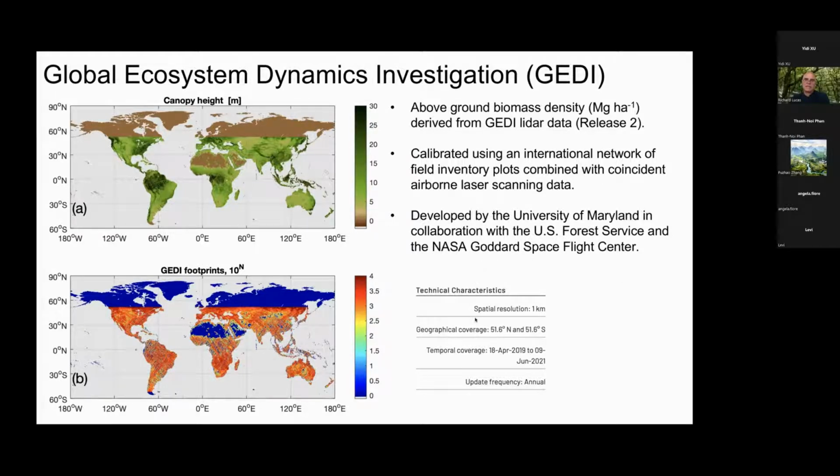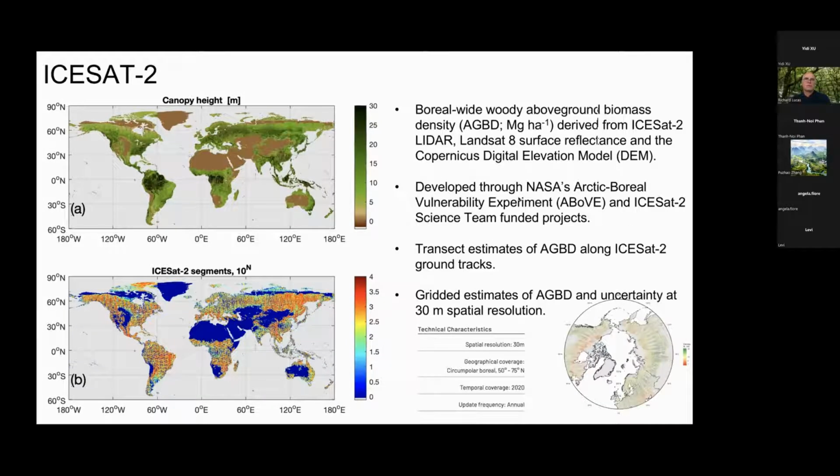And it's 1 kilometer resolution maps, for example. You can see how the GEDI can be used effectively, directly, to do biomass as well, but it's not complete coverage. The ICESat-2, though, is another that was launched at about the same time, and that's got boreal woody above-ground biomass, derived from the ICESat-2 LiDAR with surface reflectance and the Copernicus DEM. And that was developed through NASA's Arctic Boreal Vulnerability Experiment and the ICESat-2 Science Team projects.